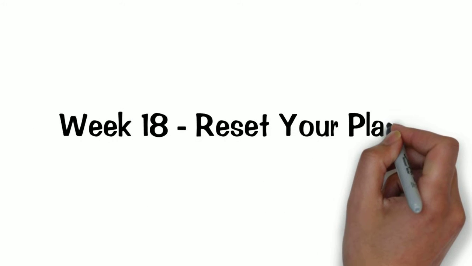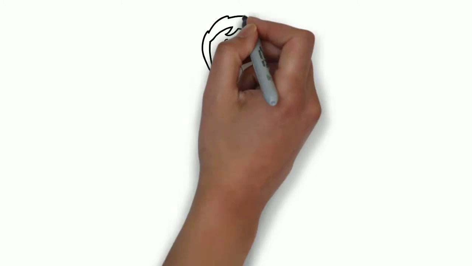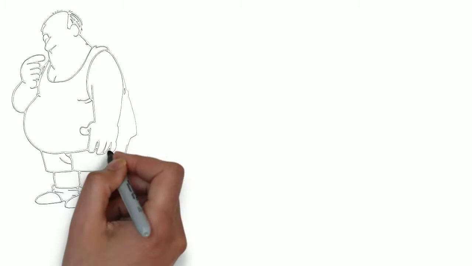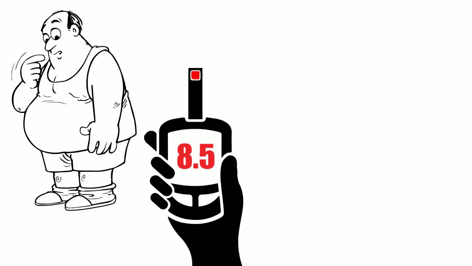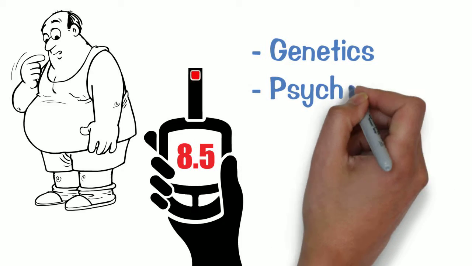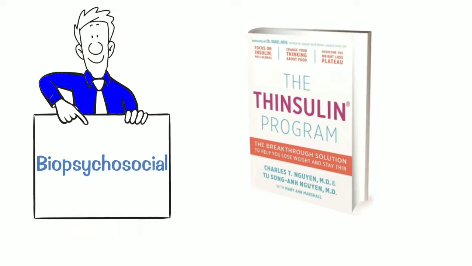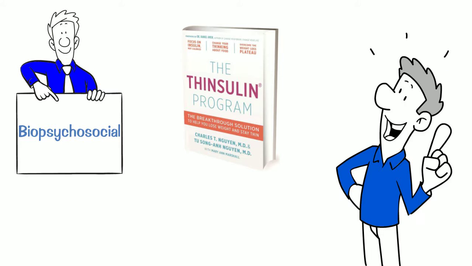Week 18. Reset your plans. Welcome to Week 2 of the passive phase in the Thinsulin program. As you have known, obesity and diabetes are affected by many factors such as genetics, psychology, and metabolism. This is why Thinsulin's combination approach, the biopsychosocial approach to weight management and diabetic care, makes the most sense.